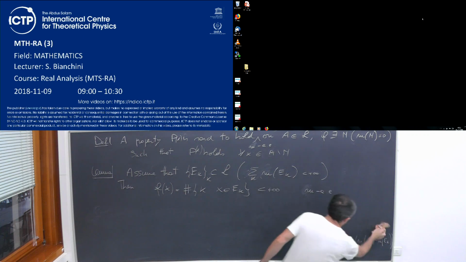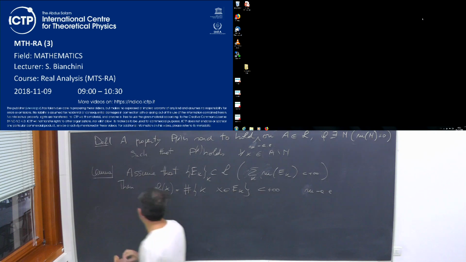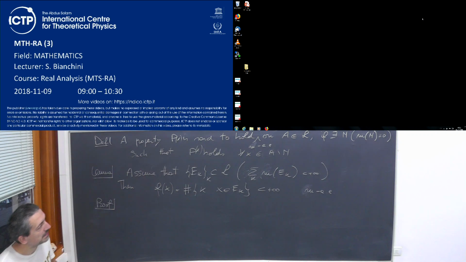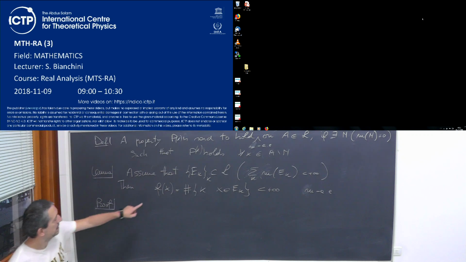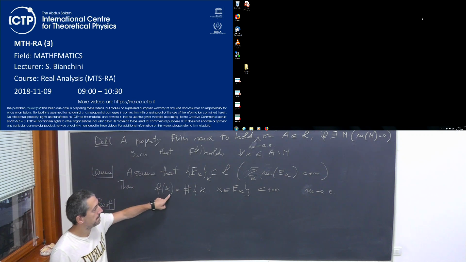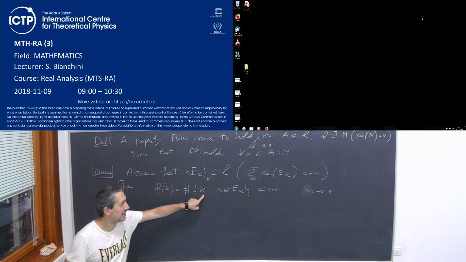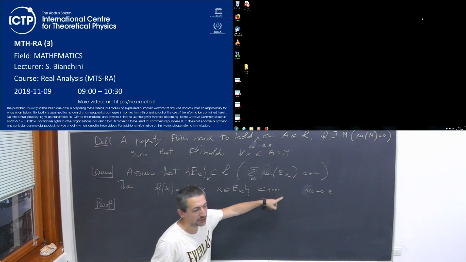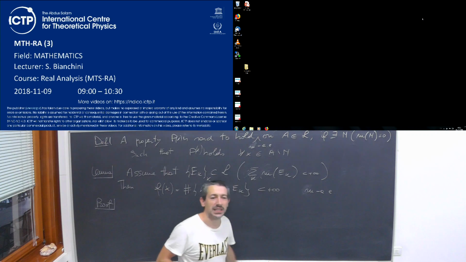So the proof. Any idea? What is the property? Finite. The property is that for any x, I compute the number of indices k such that x is in the set. Then the property is that this quantity is less than plus infinity, so it is finite, removing a set of measure 0.